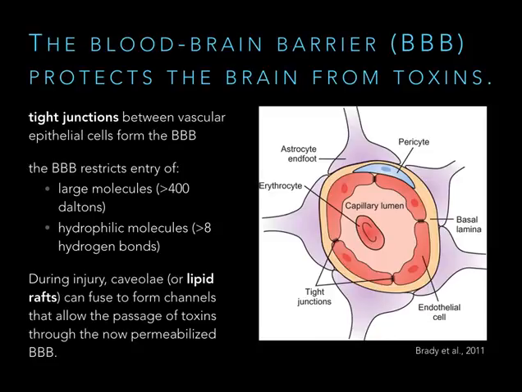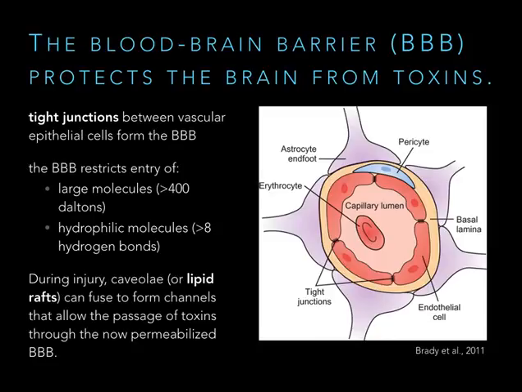And the blood-brain barrier is just a collection of tight junctions that restrict the flow of molecules out of our blood and into the brain. So only very small molecules or very hydrophobic molecules are going to freely pass the blood-brain barrier. The rest of them are going to have to move through in a controlled manner.